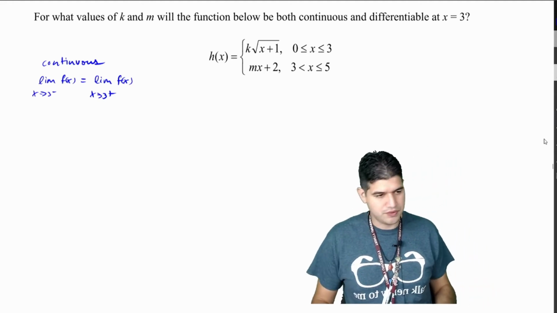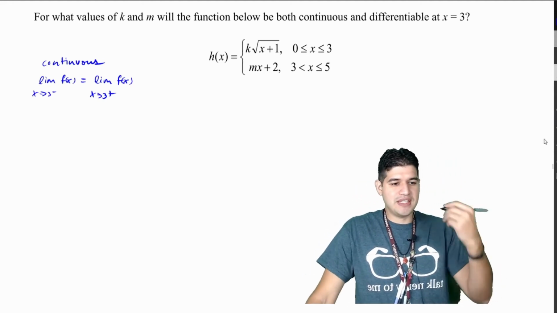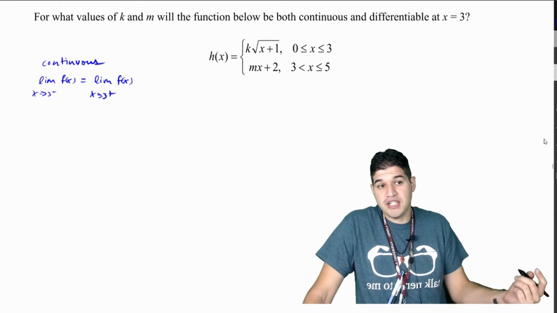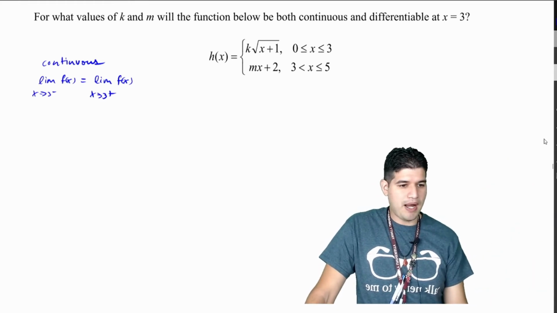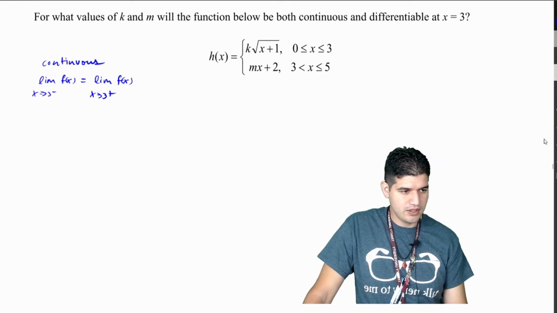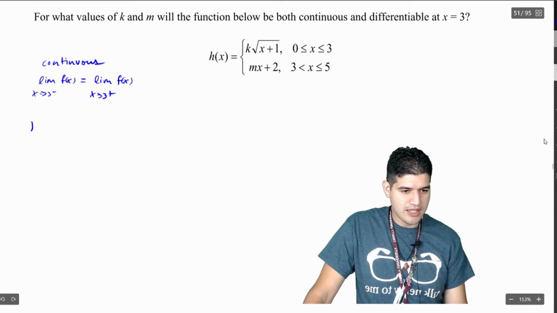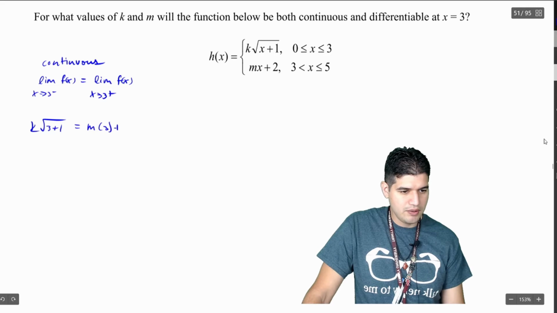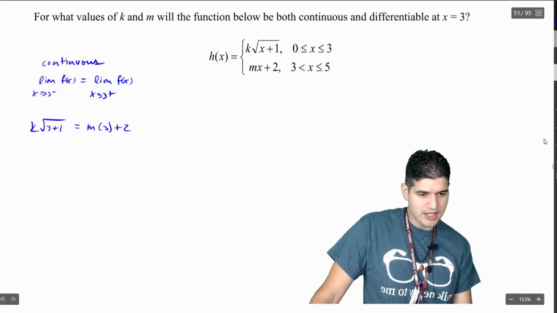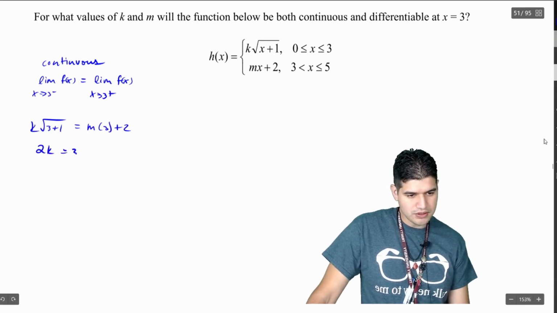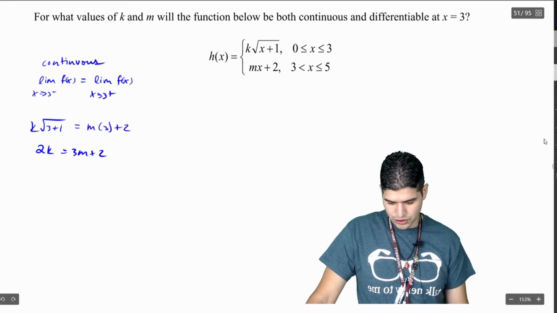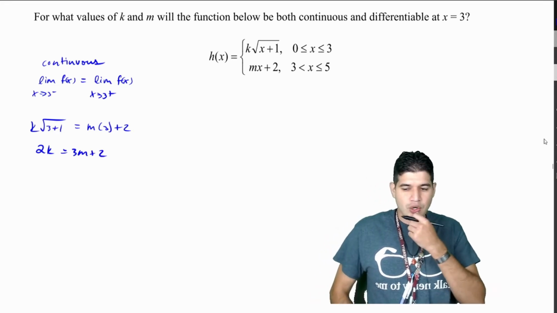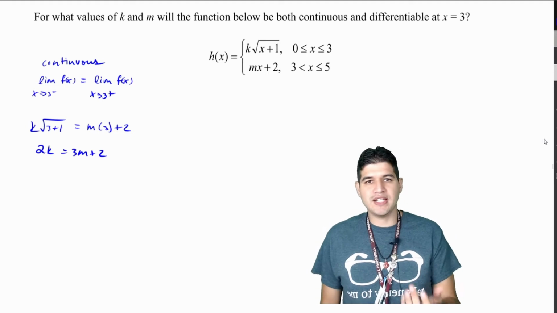So what are we going to do? Well, I'm just going to write these down from the given pieces of information from h of x. I don't need the limit anymore. I'm going to write down k square root of 3 plus 1 needs to equal m times 3 plus 2. Okay, so let me just clean that up. So I get 2k equals 3m plus 2. And there's really not much more I can do with that there.